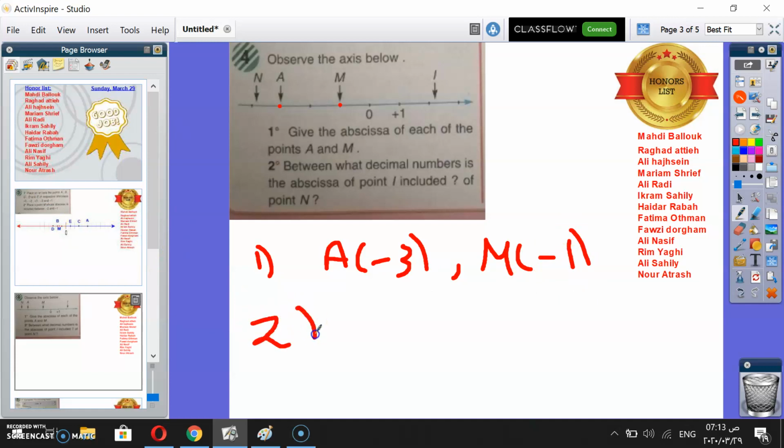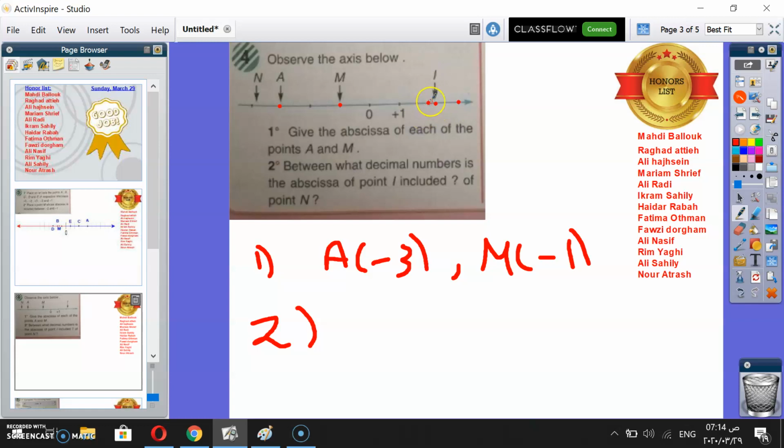Part 2. Between what decimal numbers is the abscissa of point I included? So this is the point I, it's located here. +1 and the +2 here, +3. So I is included between +2 and the +3.